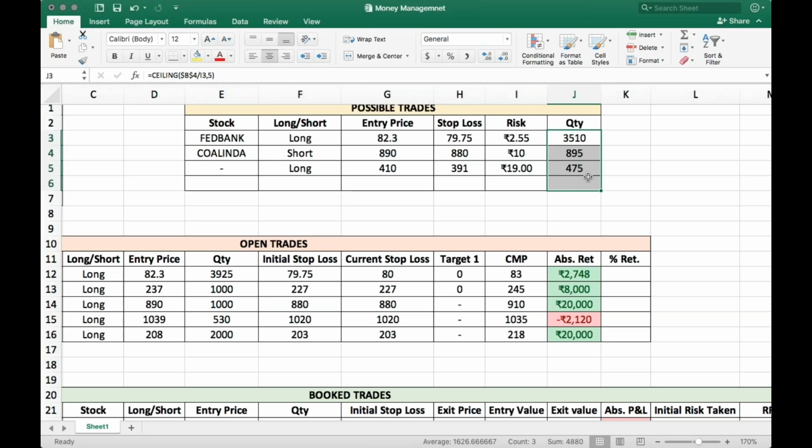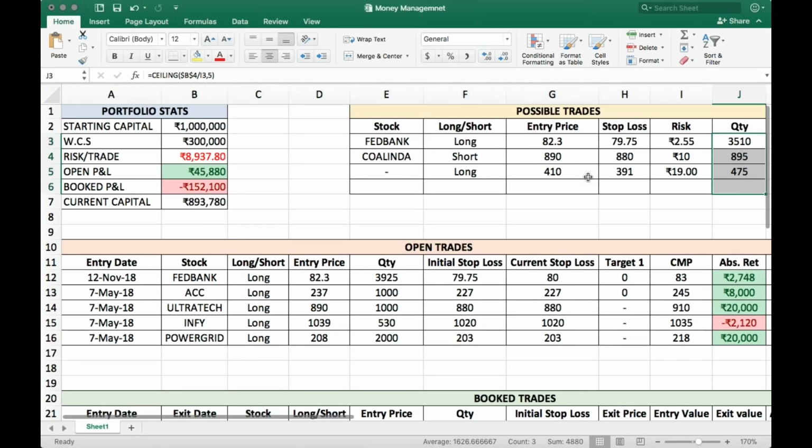You randomly say, okay, Fed Bank 80 rupees, take 1000. See, essentially this is how people trade: 500, 200, 100, 1000. You understand? It has to be very, very methodical. Each and every step has to be properly defined. Nothing should be whimsical.